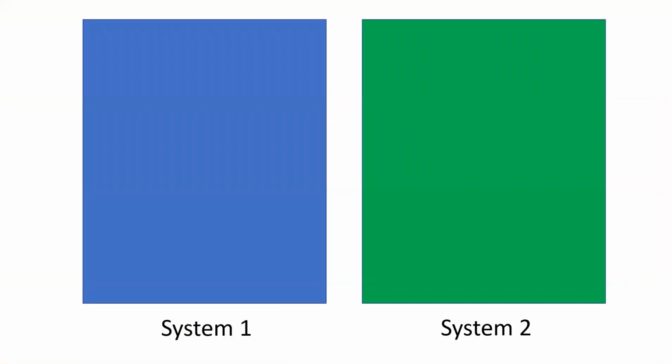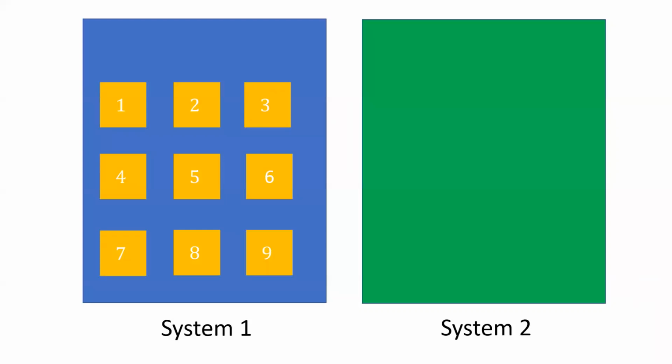So consider two systems. It could be liquid water and a chunk of ice. It could be two different gases at different temperatures, or the same gas but separated into two volumes. It doesn't really matter. And I'm using these numbered boxes here to represent units of energy.